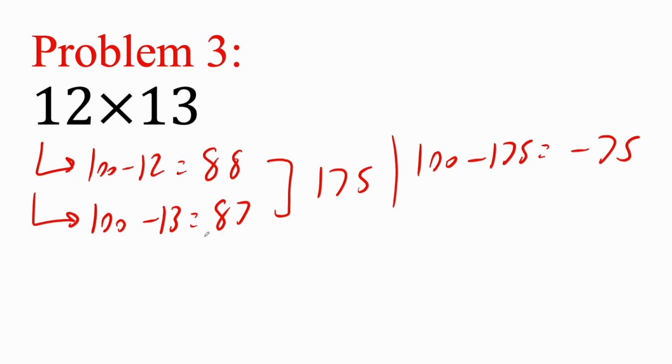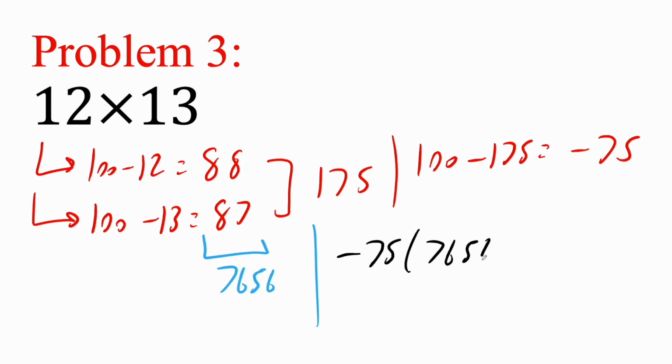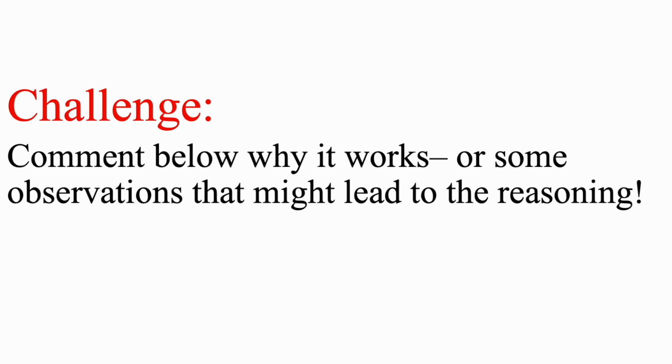Likewise, we're being kind of silly. 88 times 87 is 7656. A whole lot harder than 12 times 13. So now we write it down. We have negative 75, parentheses, 7656, close parentheses. And we combine negative 75 plus 76, we get 1. And so our answer is 156. And as a challenge, comment below why this method works or some observation that might lead to the reasoning. And that's pretty much it for this video.